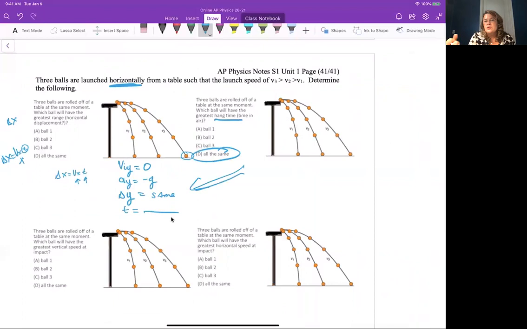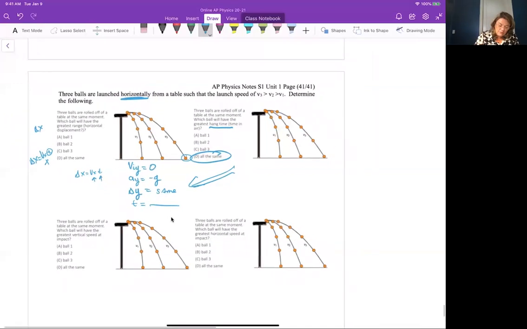My 5, 4, 3, 2, 1, I have 3 variables that I have proven, I know you know, that the initial velocity is 0, acceleration is negative g, delta y is the same because the height of the table is the same, all 3 of them.